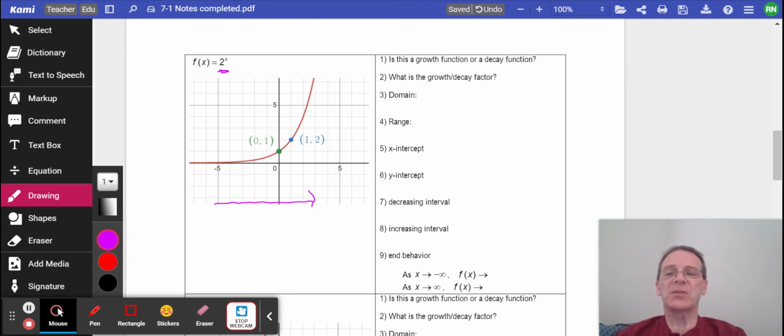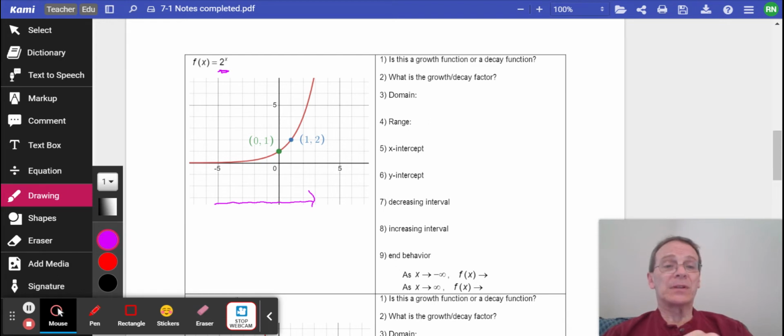This is an incredibly simple question to answer once you understand what's being asked. Simply, are the y values getting larger as we move to the right, or are the y values getting smaller? Okay, so these y values are getting larger. This would be a growth function. Just trying to get my pen to turn back on so I can circle the word growth.